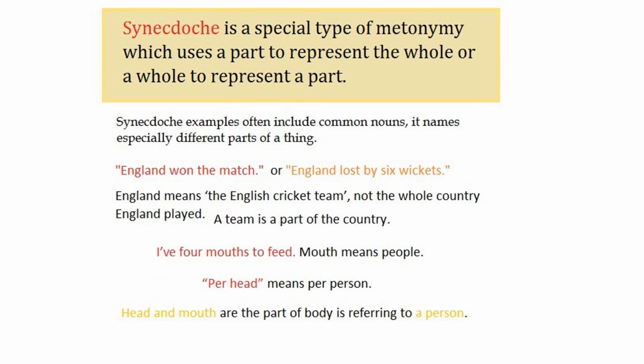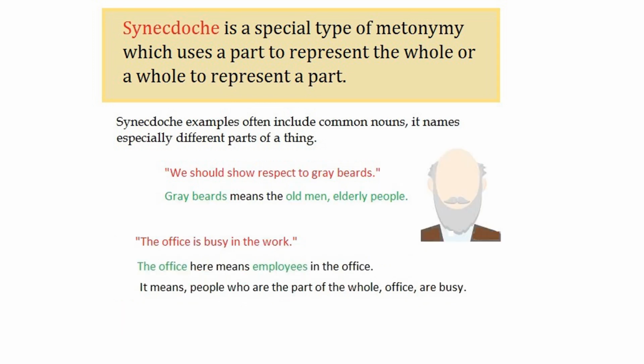I have 4 mouths to feed. Mouth means people. Per head means per person. Head and mouth are the parts of the body referring to persons. We should show respect to graybeards. Graybeards means the old men who have gray beards, elderly people. The office is busy in the work. Office is the whole. The office here means employees in the office who are part of it. People who are the part of the whole, office, are busy.